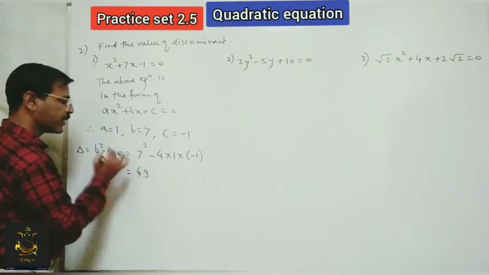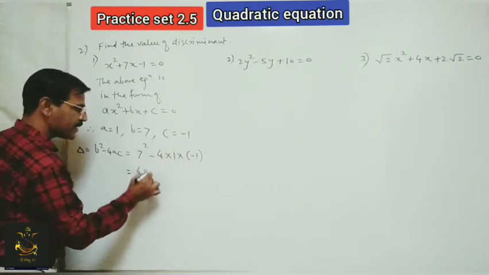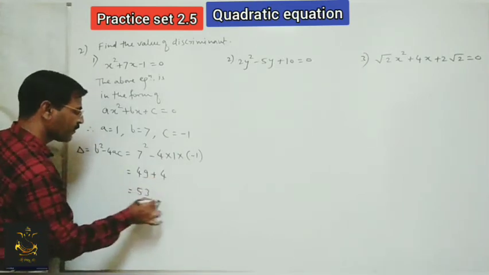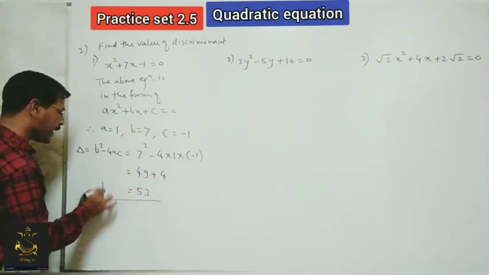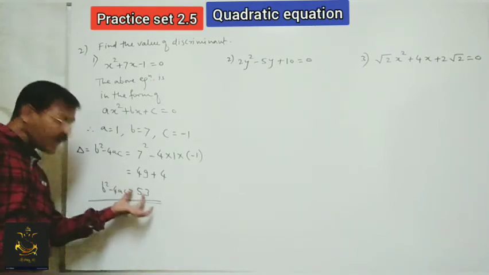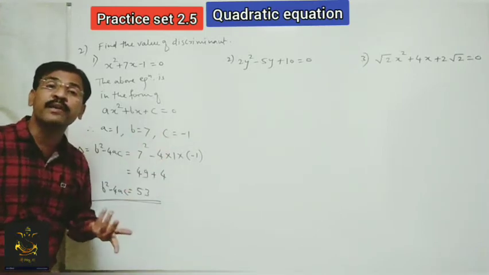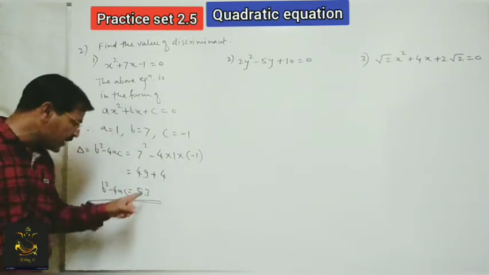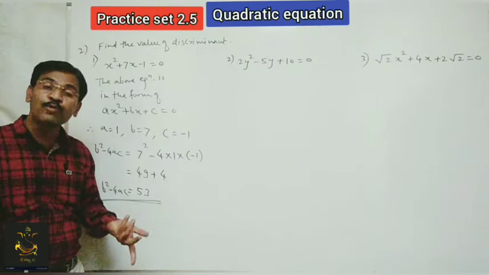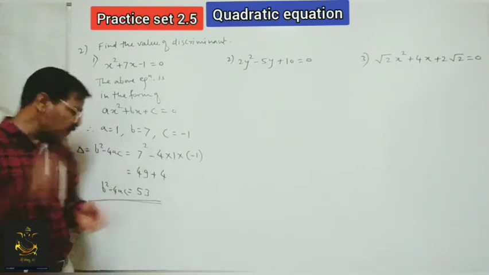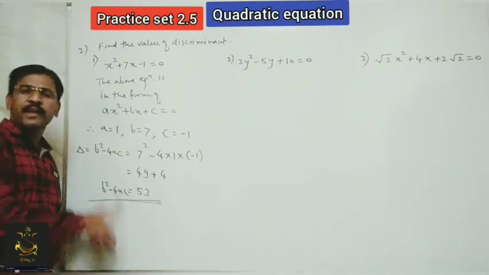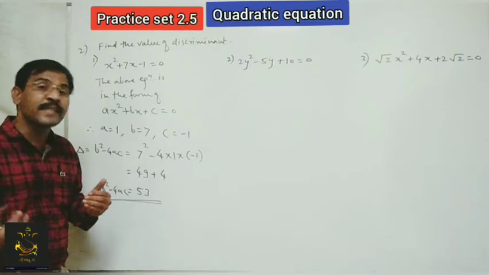7 square is 49, minus minus plus. 4 ones are 4. Yes, this is 53. You may write this as b square minus 4ac, or delta. From this only we can think about the nature of the roots of the quadratic equation. Here it is positive, which means this quadratic equation has real and distinct roots, because delta is positive. That is not asked here. Only we have to find the discriminant, but we can think about it for the next purpose.